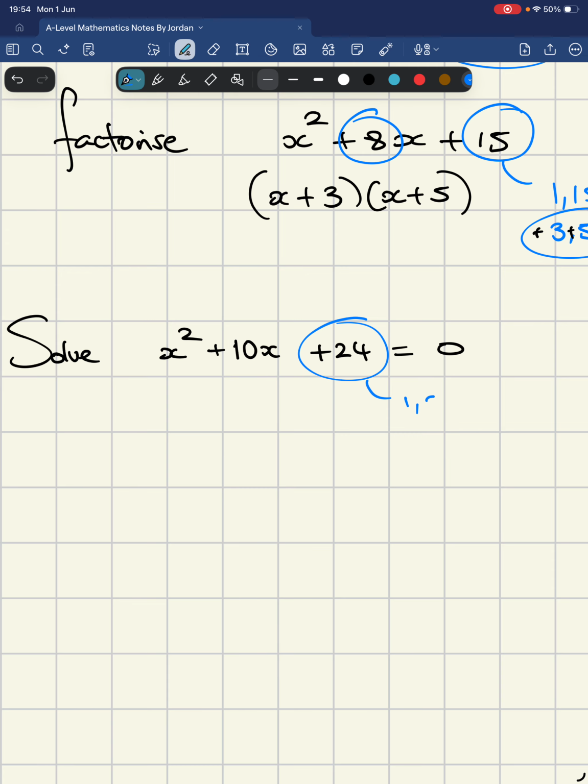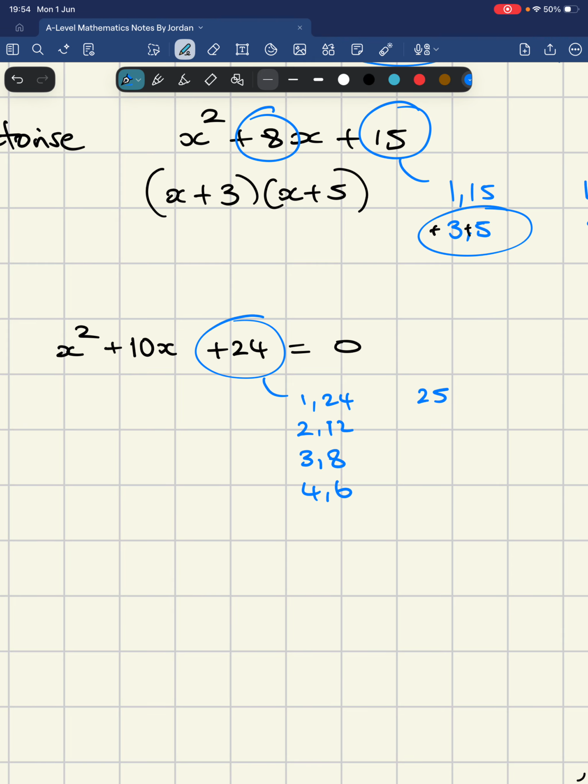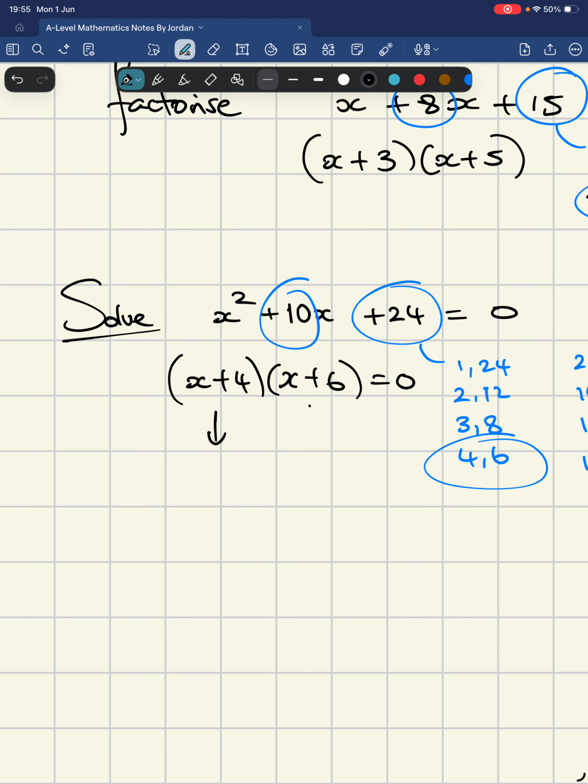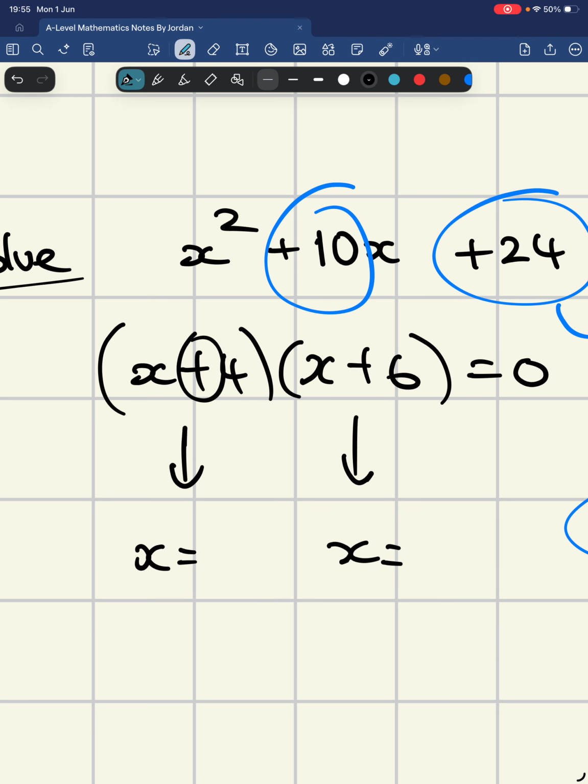24 here, we've got 1 and 24, 2 and 12, 3 and 8, and 4 and 6. If you add all these, we get 25, 14, 11, and 10. Noticing we have a 10 there, so that is the correct pair. Now, because this is equal to 0, we can do the solving part, which is where we find the values of x. All we simply do is whatever sign we see here, we reverse that. So we'll get -4 for this one, and we'll get -6 for that one.